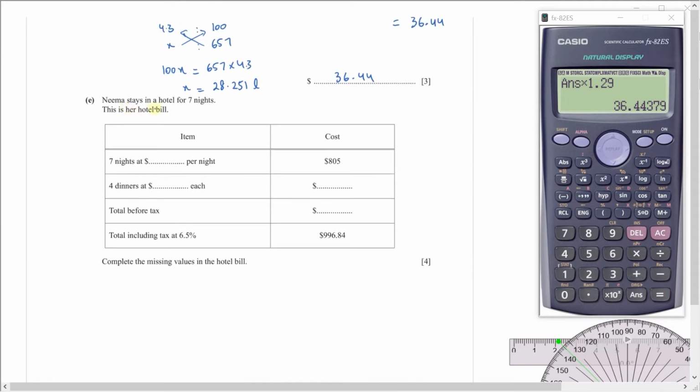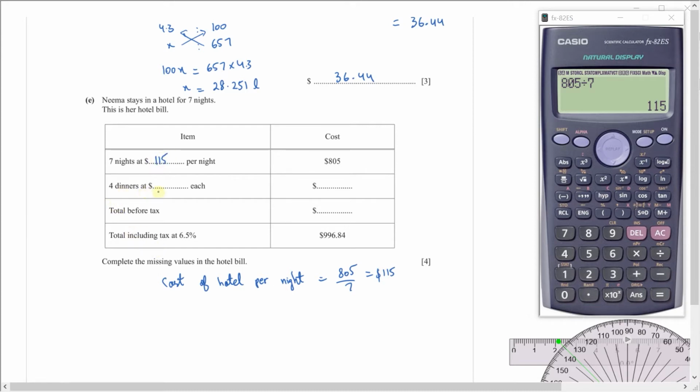Part C is Nima stays in a hotel for 7 nights. This is her hotel bill. So item and cost. Complete the missing values in the hotel bill. So total cost for 7 nights was $805. So cost of hotel per night will be simply 805 divided by 7 nights. So 805 divided by 7 is 115. So this will be 115.